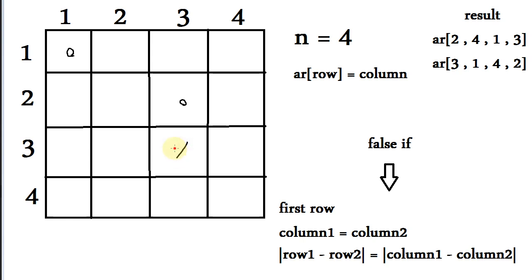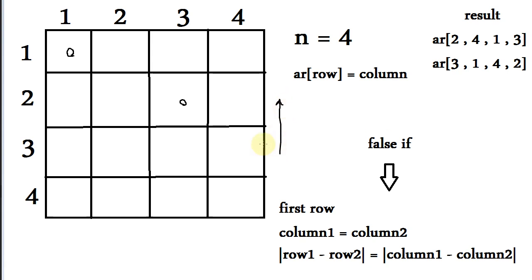It goes here and then finds that the columns are equal. It cannot put it here. It goes here and finds that it is diagonal. It cannot put it here, and ends up going back. Our code goes back one row up. It did not find any place here to put our queen. It goes up.